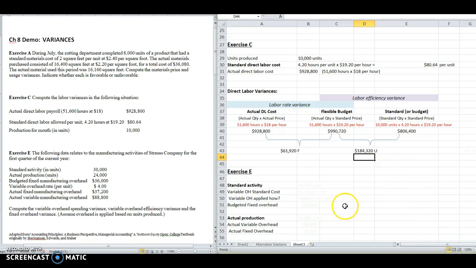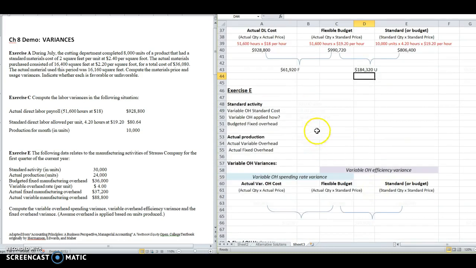Next, we will talk about our overhead variances. We're going to do both variable and fixed variances. We are going to do the variable overhead variances similar to the direct labor, meaning we need three things: actual direct labor, the flexible budget, and the standard budget. We're going to use exercise E for this. We have the information provided here. I'm just going to put it a little bit differently so that we know how to use it.